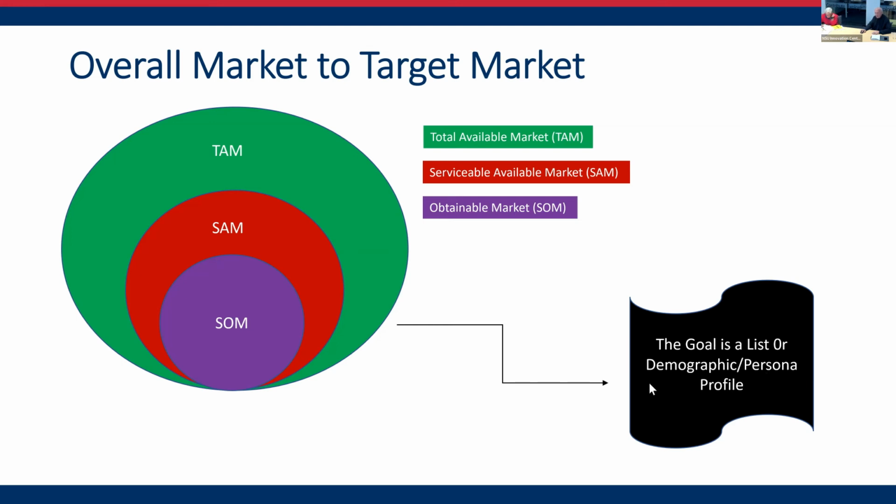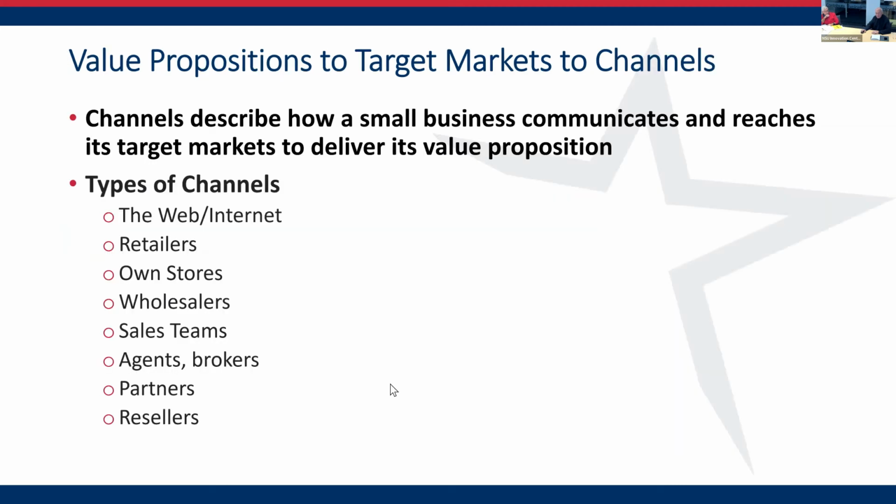If you are dealing with individuals or businesses to a business to consumer element, you need a demographic profile that can be laid over a population so that we can get some idea of the number of people we're talking about. And then we can start assessing things like the amount of money they might spend with you, or your pricing strategy, in order to build a revenue projection. So remember, the goal is a list or a demographic or persona profile as we get to the SOM area.